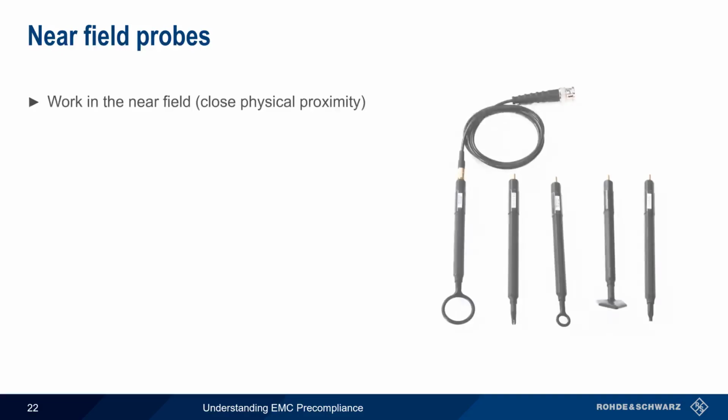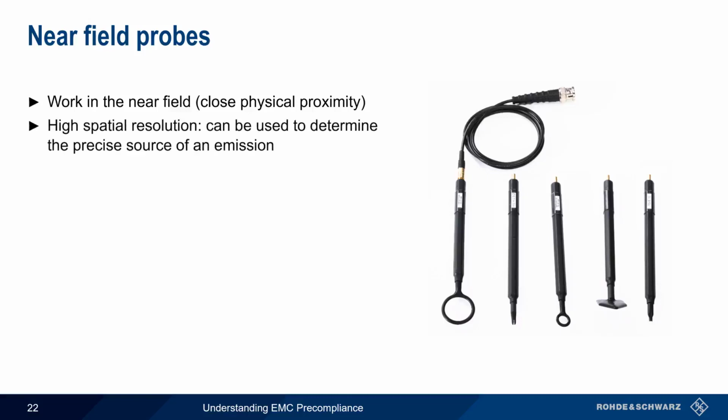As the name implies, near-field probes work in the near field, that is, in close physical proximity to the source of an emission. Although there are various definitions of near field, as a practical matter, near field in EMI debugging is usually on the order of a few centimeters. Because of their small size and their proximity to the source, near-field probes have high spatial resolution. That is, they can often be used to very precisely locate the physical source of an emission, even down to a pin on a chip or a trace on a printed circuit board. Clearly, this is very helpful in EMI debugging, as it provides information on where an offending signal is coming from.